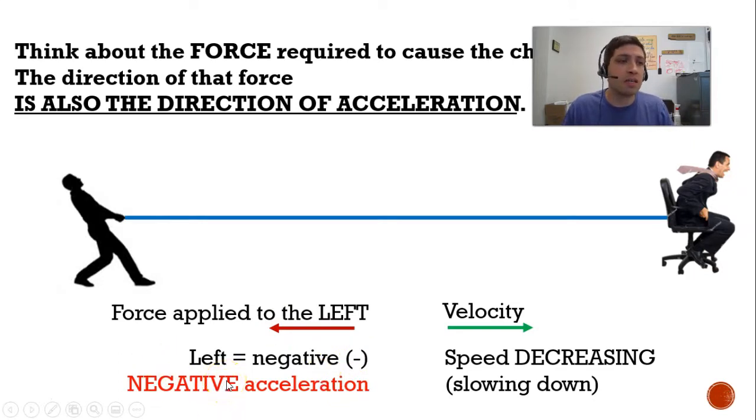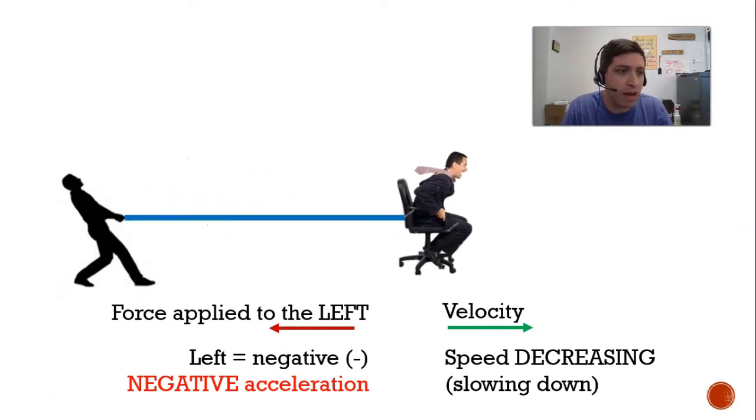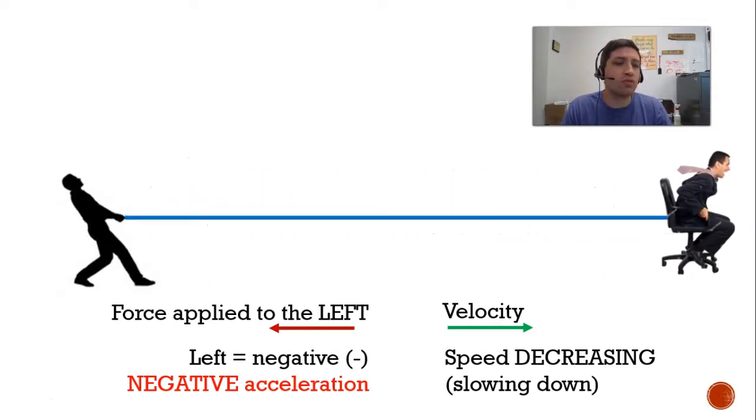Now notice, this person is slowing down, and in this case it is negative acceleration, but the negative part doesn't tell us that he's slowing down. The negative part tells us about the direction of the change, the direction that the force has to be directed in order to cause that acceleration. So once again, person moving to the right, force directed to the left to slow them down, to decrease their speed. Since the force is directed to the left, it's a negative acceleration.